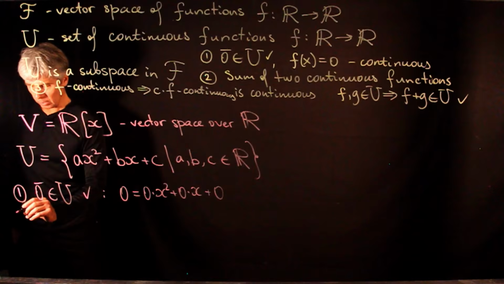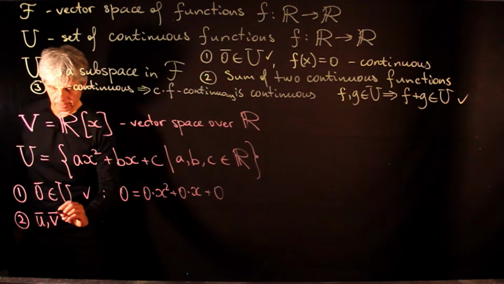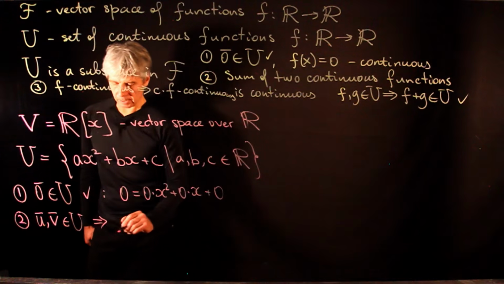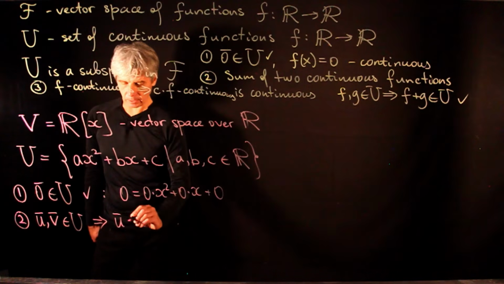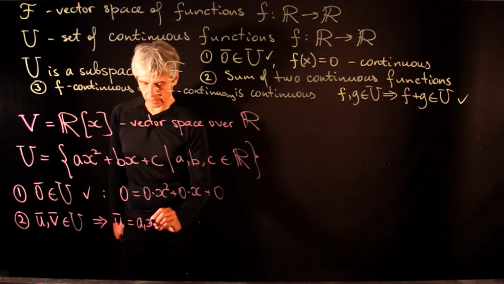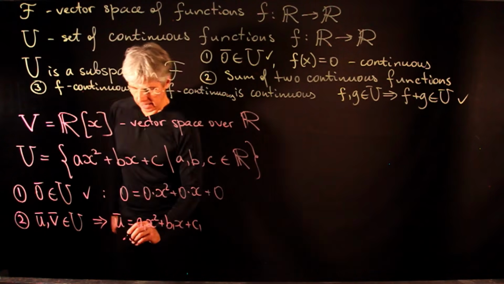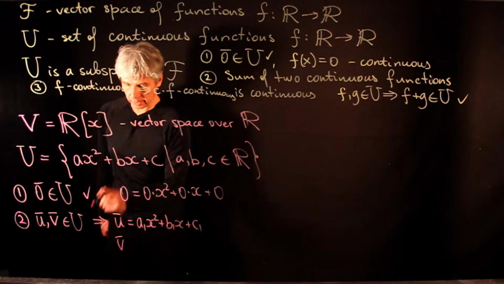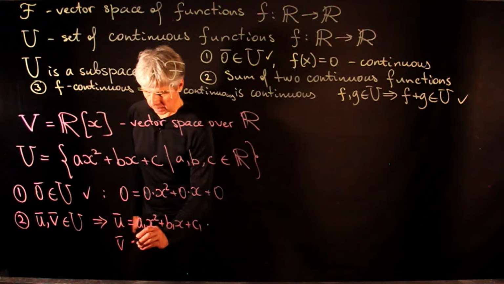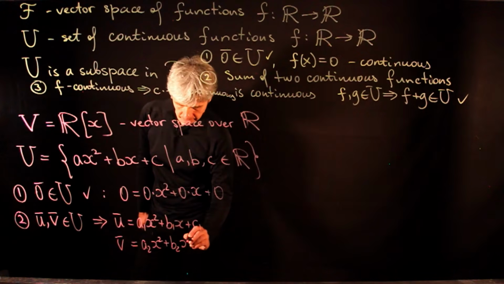2. So if we take two vectors in U, so u and v are in U. So what does it mean? So this means that the first vector can be written as a quadratic polynomial with coefficients a1 x squared plus b1 x plus c1. And v is also in this set, so this means that the polynomial v also satisfies the same pattern. So it's a2 x squared plus b2 x plus c2.